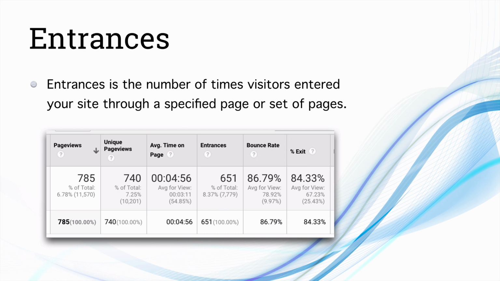The next one is entrances. Entrances is the number of times visitors entered your site through a specific page or a set of pages. If I have a page which is inside my blog, not the home page, but a specific article, and if people are coming to my website directly through this page, then it is counted as an entrance.